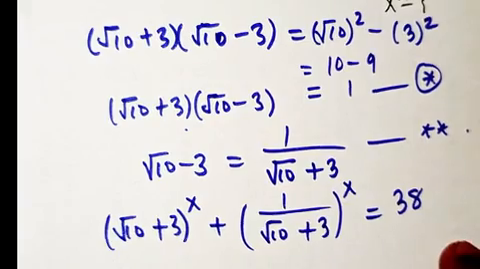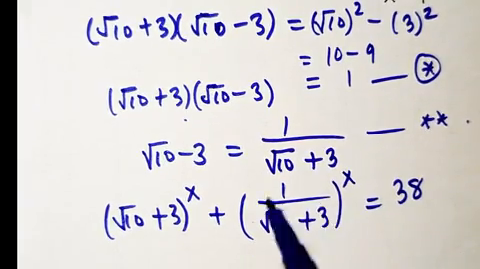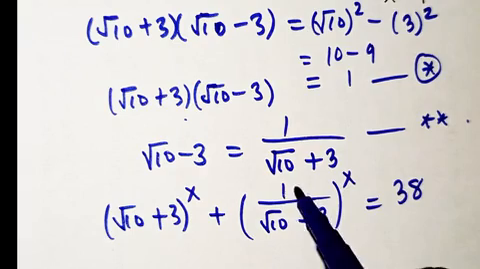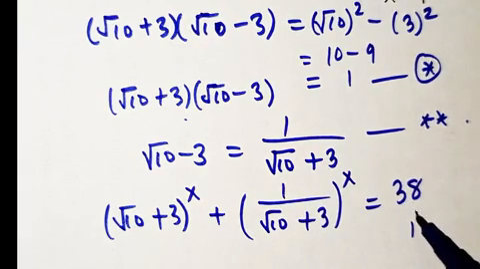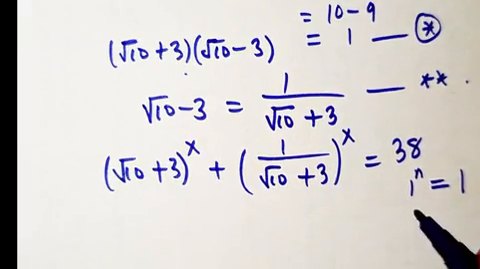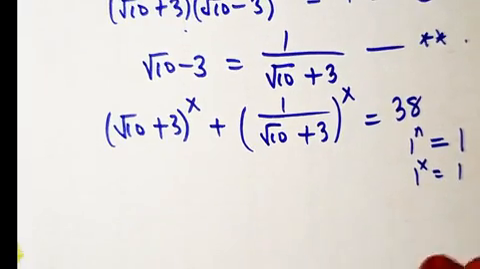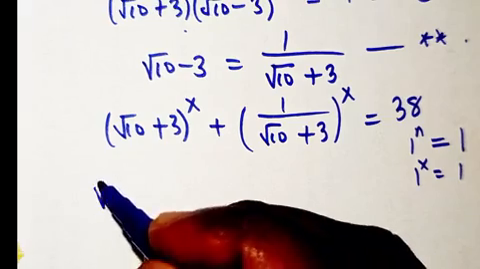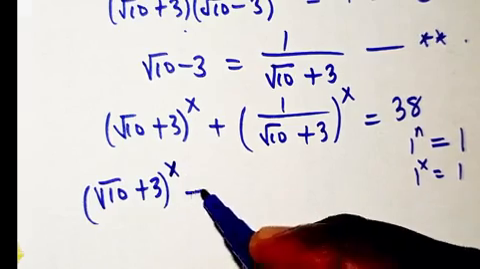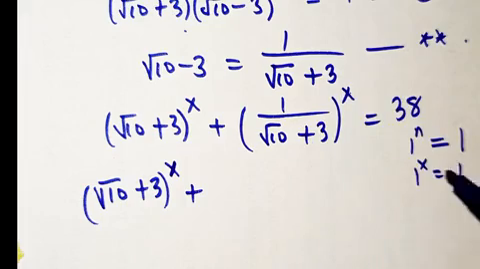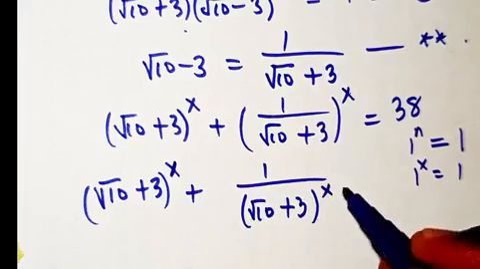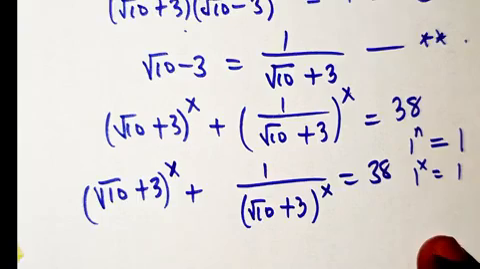So we move on. You know that if I want to distribute this power over 1 and this, you know that 1 to the power of n will definitely give us 1, so take note of that. So if you have 1 to the power of x, now we're going to have 1. So therefore I can write this as (root 10 plus 3) to the power of x plus 1 over (root 10 plus 3) to the power of x equals 38. Are you following?